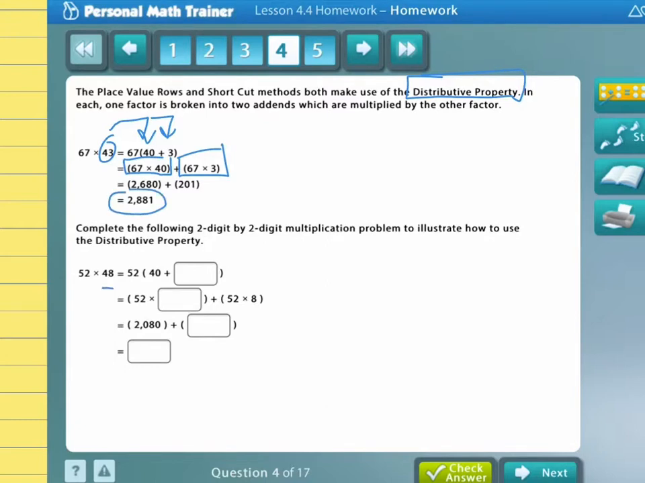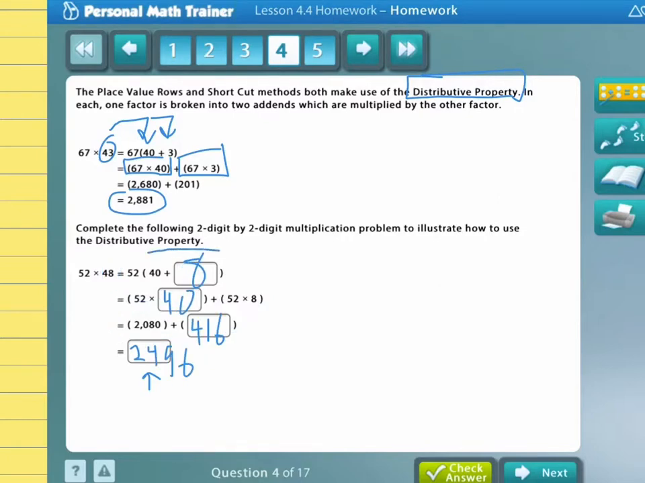So in this case, you're going to distribute the 48. You're going to say 48 is the same as 40 plus 8. So you're going to multiply 52 times 40 and 52 times 8. And then you figure that out and you write your products here in these boxes, add them together, and that is your product. These are your partial products, and that's your complete product.